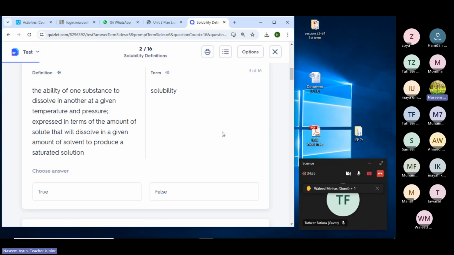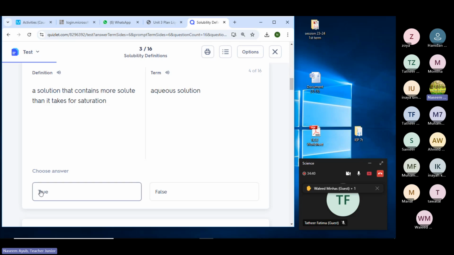Okay, so he is saying it is true, right? I'm going to select the option. Okay, next: a solution that contains more solute than it takes for saturation. Yes, Hamdan. Please unmute yourself and tell me, is it true or false? Ma'am, it's false. Okay, it's false, obviously.